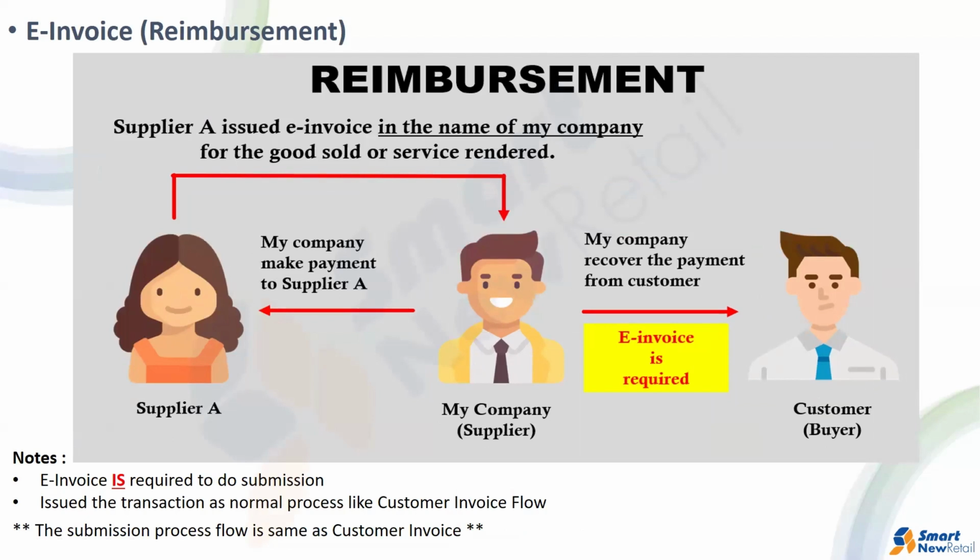For reimbursement, supplier A issues an invoice in the name of my company. My company makes the payment to supplier A, and then my company recovers the payment from the customer. E-invoice is required to do the submission. Issue the transaction as the normal process, like the customer invoice flow.